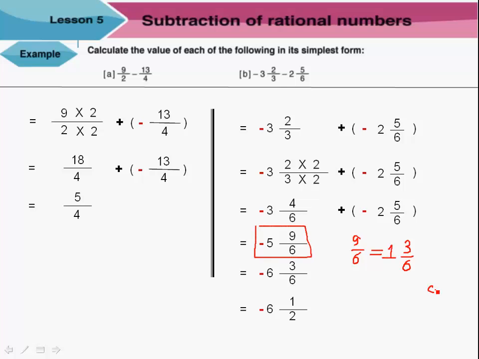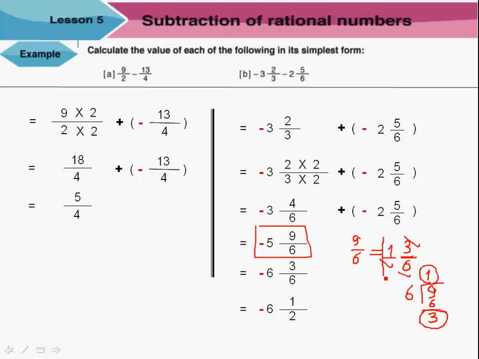We have to divide 9 by 6. 9 divided by 6 equals 1. 1 times 6 equals 6. 9 minus 6 equals 3. 3 is less than 6. So the result will be 1 and the remainder will be 3. We will put the remainder in the numerator and we have the denominator, which is 6.